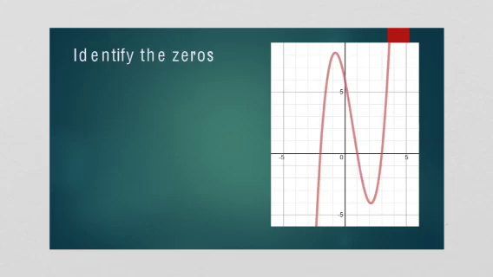If we identify the zeros by looking at the graph, you'll notice we have a zero here, and a zero here, and a zero here. And so we state that we have a zero at x equals negative 2, a zero at x equals 1, and a zero at x equals 3. So by looking at the graph, the x-intercepts we see are at negative 2, 1, and 3.